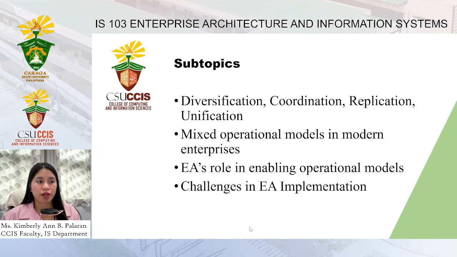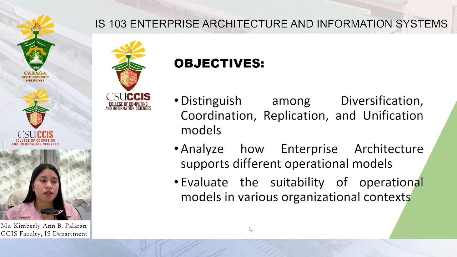Today, we are going to learn about the four operational models, which are the diversification, coordination, replication, and unification. We'll also learn the mixed operational models in the modern enterprises, the EA's role in enabling operational models, and the challenges in EA implementation. Today, we're going to distinguish among or differentiate these four operational models, analyze how EA supports these operational models, and evaluate the suitability of operational models in various organizational contexts.